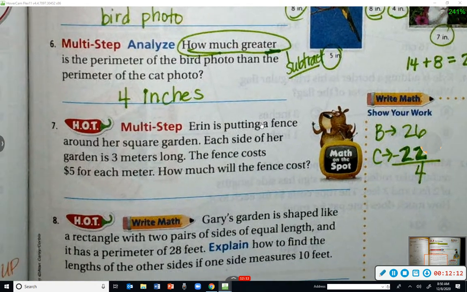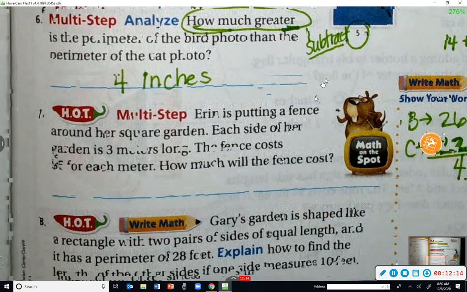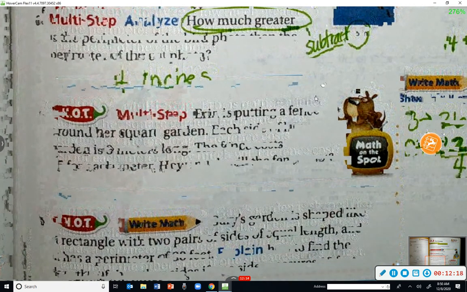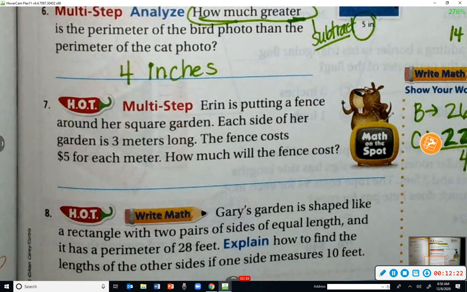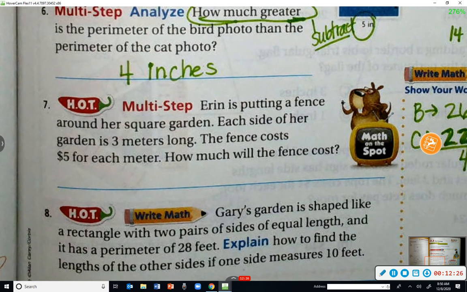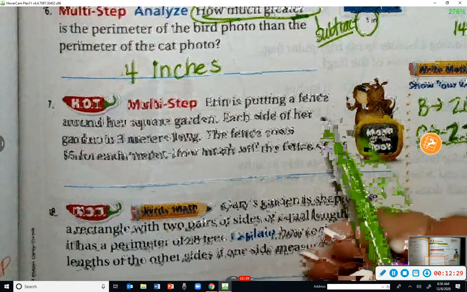All right, number 7. Go ahead, Kelsey. Erin is putting a fence around her square garden. Each side of her garden is 3 meters long. The fence costs $5 for each meter. How much will the fence cost? Okay, this is a multi-step problem.